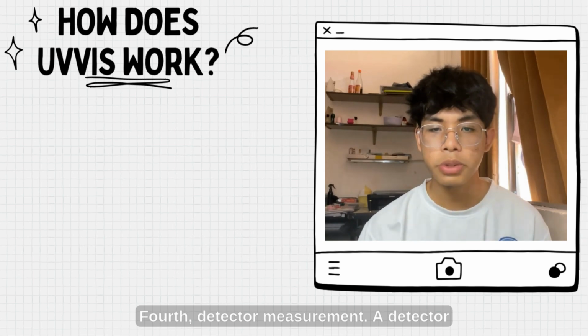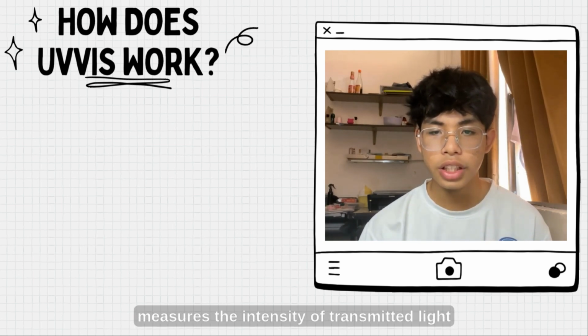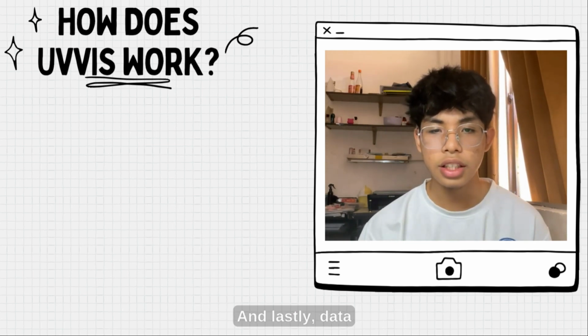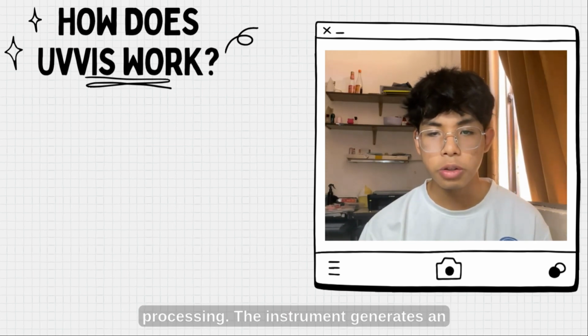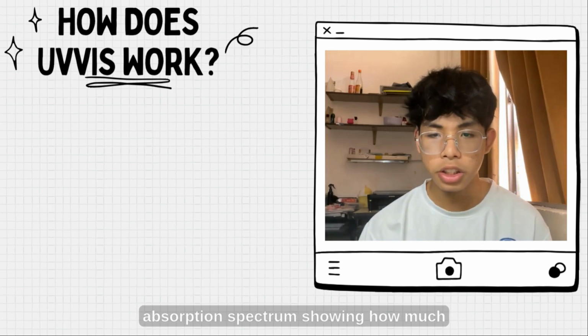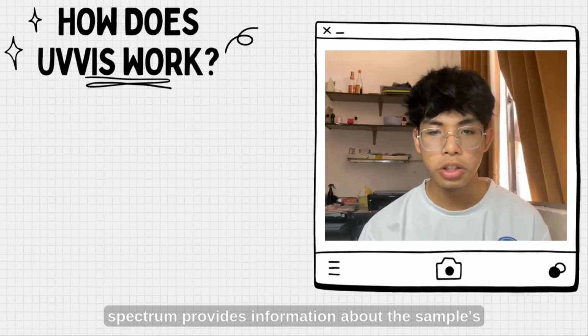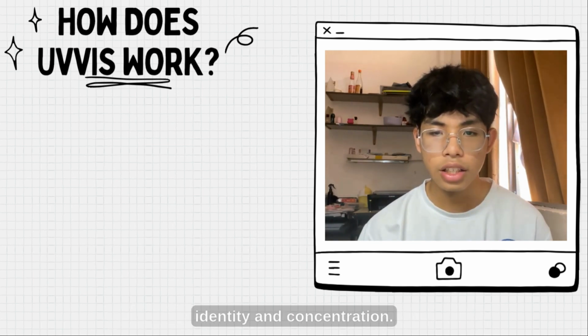Fourth, detector measurement. A detector measures the intensity of transmitted light and compares it to the original light intensity. And lastly, data processing. The instrument generates an absorption spectrum showing how much light is absorbed at different wavelengths. This spectrum provides information about the sample's identity and concentration.